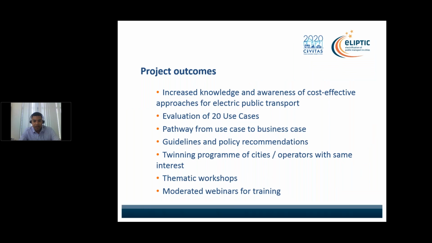Here is a summary of some of the outcomes of the project. So this will be to increase the knowledge and awareness of cost-efficient approaches of electric public transport. We'll also evaluate these 20 use cases and also provide a pathway from the use case to the business case. There will be guidelines and policy recommendations. There is the twinning program for these cities. There will be thematic workshops, the next one of which will take place in June, and also moderated webinars, for example, the one which we're having today.